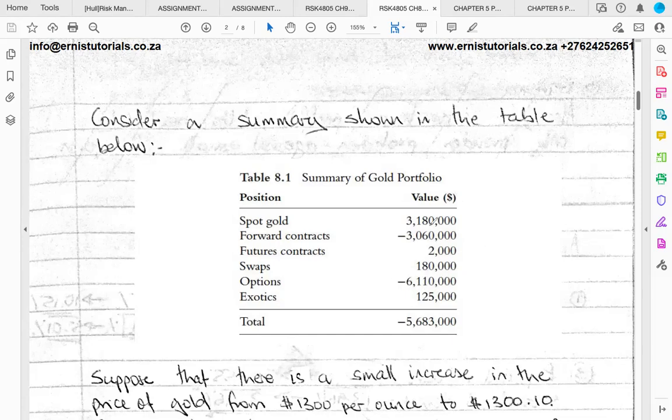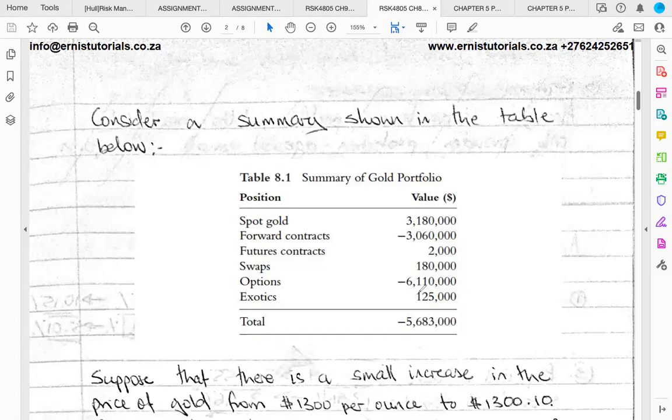Remember, when we have negatives with regards to any derivative, it means that you are short on that derivative. And when we have positive values, it means that you are long. In other words, you are the party who's agreed to buy. The positives mean you're the party who's agreed to buy, whereas with the negatives, it means that you're the party who is selling, right? And then the value of your exotic options is actually 125,000.